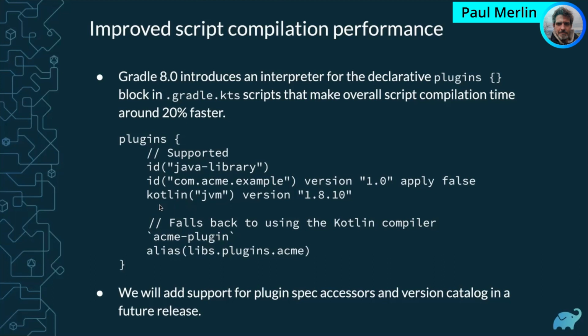In this release, it supports a part of the constrained syntax of the plugins block, and that's a simple plugin request with just an ID or an ID and a version and/or apply false and the Kotlin shortcut. When the interpreter encounters plugin spec accessors, like you can see here for the Acme plugin, or version catalog aliases, it will fall back to the Kotlin compiler. We will add support for this too in future Gradle releases.